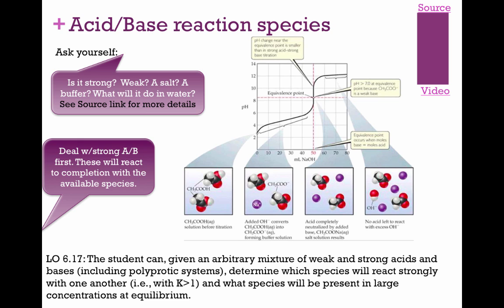If you have a conjugate acid-base pair, it's going to be a buffer. And then think about what it will do in water. Is it neutral in water? Na+ is neutral in water because it comes from NaOH. Whereas F-, like we just looked at, is actually a base because it comes from a weak acid. So F- is a weak base. And then it says deal with strong acids and bases first because it's just stoichiometry. So everything goes to completion.